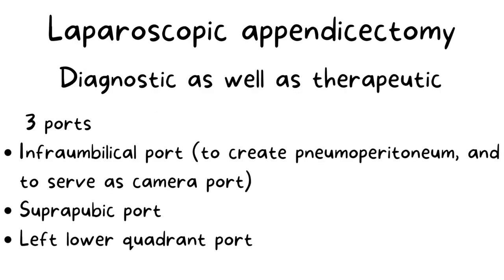Laparoscopic appendicectomy has the advantage that it can be first done as a diagnostic procedure, and if the appendix is found to be inflamed, then we can operate and remove it. Therefore, it is also used as a therapeutic procedure. Three ports are usually used. First one is an infra-umbilical port through which you can create pneumoperitoneum, and then this port will serve as the camera port to see what you are doing inside. The other two ports are usually made in suprapubic area and left lower quadrant of the abdomen. We operate through these ports.